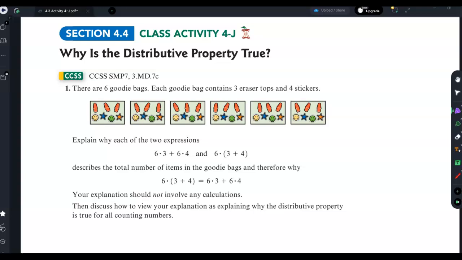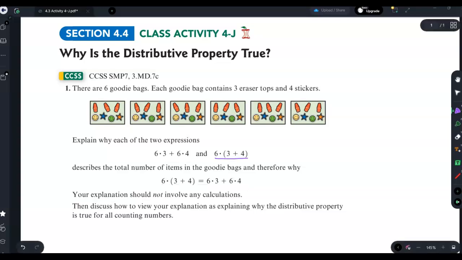There are 6 goodie bags. Each goodie bag contains 3 eraser tops and 4 stickers. And so we're seeing here the contents of all 6 goodie bags. It says explain why each of the 2 expressions, 6 times 3 plus 6 times 4 and 6 times (3 plus 4), describes the total number of items in the goodie bags and therefore why those 2 expressions are equal.